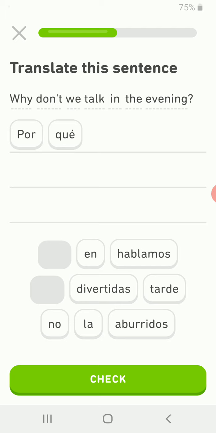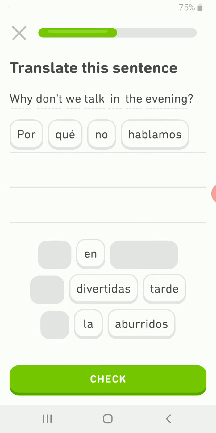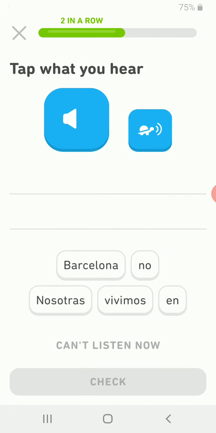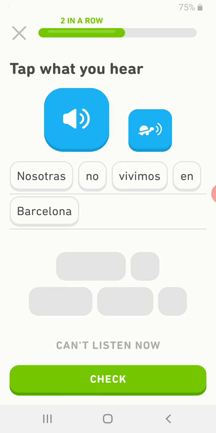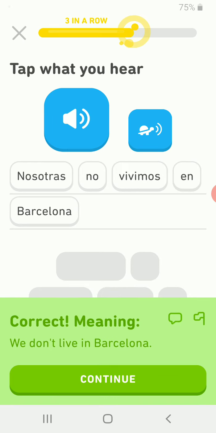So, ¿por qué don't we? Why don't we? ¿Por qué? No hablamos, sorry, because it's negative. So to negate the sentence, no hablamos en la tarde. Nosotras no vivimos en Barcelona. So we don't live in Barcelona.